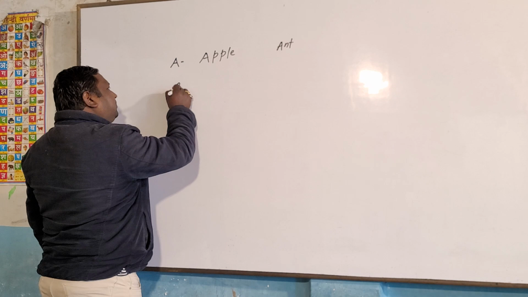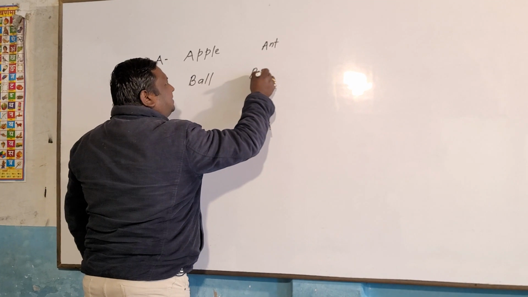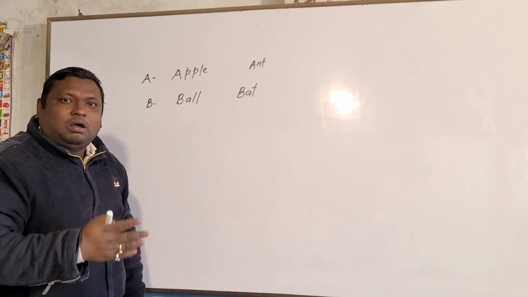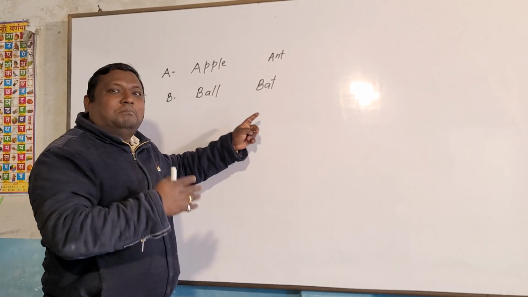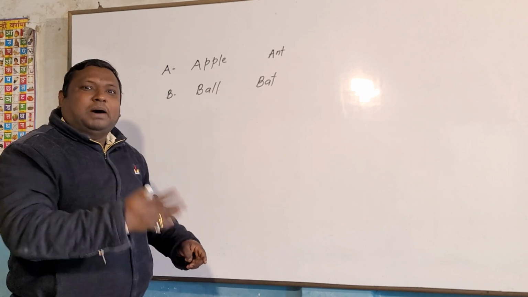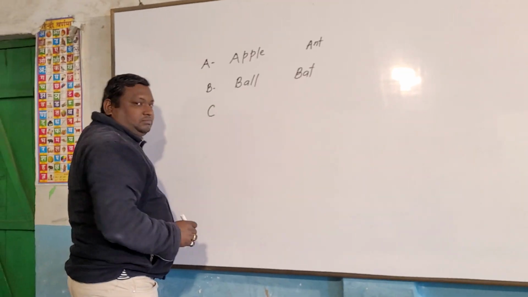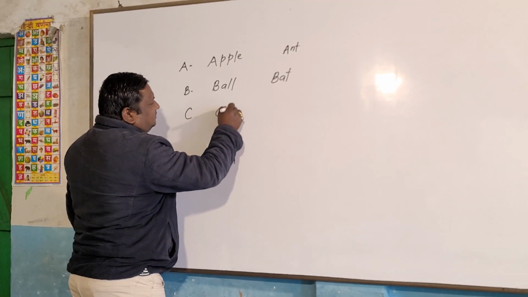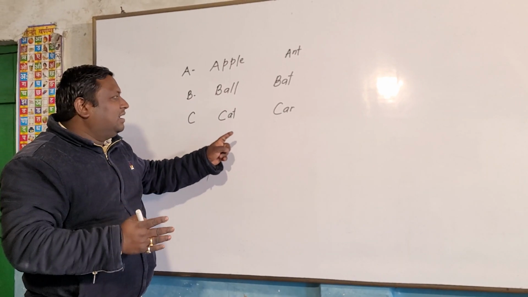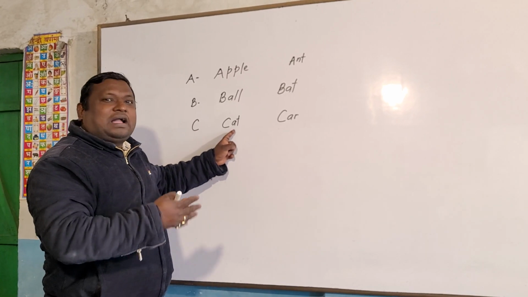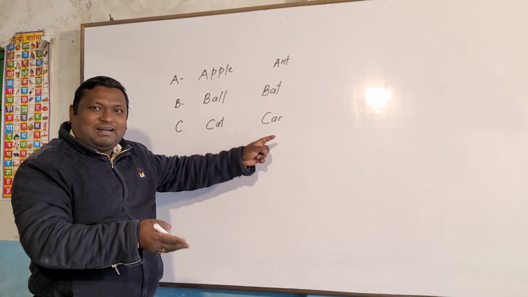Now, come to the B. You say B for ball, B for bat. Ball, bat. Now see, cat. Car. Which sound is coming? Cat. Car. Cat. Car. Yes.